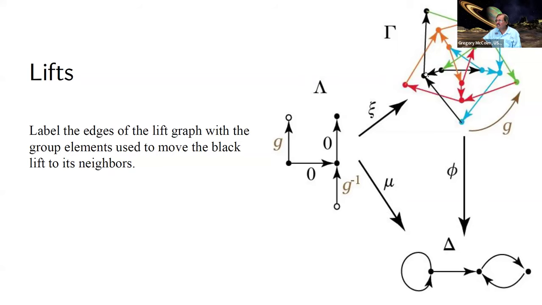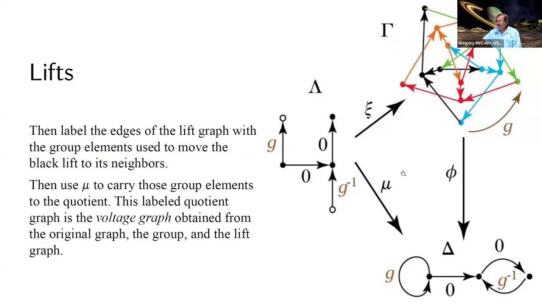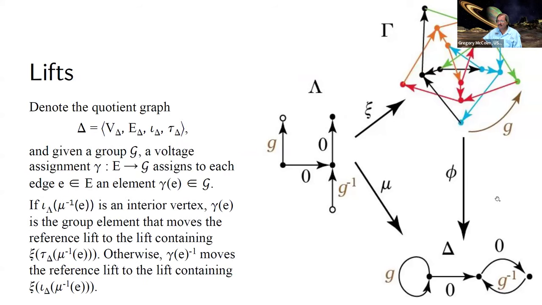These labels tell you which group elements map the transversal to its next transversals. And then what we do is we use this map mu to map these group elements to the quotient graph. And so we call these labels down here the voltages on the quotient graph. And the result is a voltage graph. This is the voltage graph that we can use to unpack the original graph. So what happens is we have this reference vertex, reference transversal, which is actually lifted from the quotient, and then we have these voltages that move the transversal to transversal to transversal going all the way around. Greg, could you clarify the notations, please?